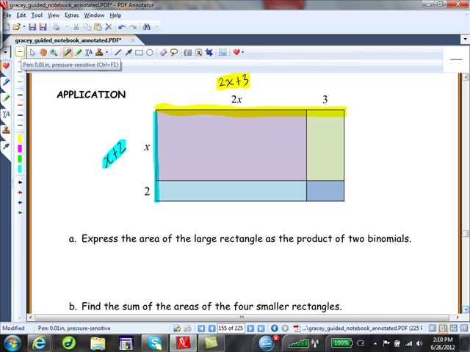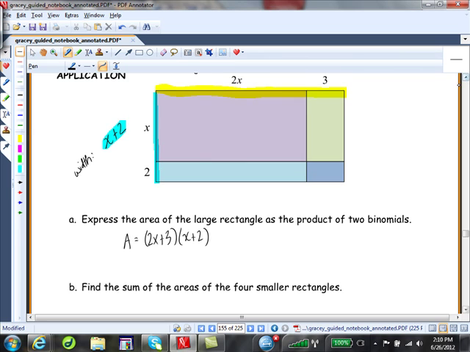So you would get, let me write down, this was our width, and this was our length of the larger. So the area would be length, which is 2x plus 3, times width, which is x plus 2. And we'll leave that for now. They didn't want us to simplify it yet.